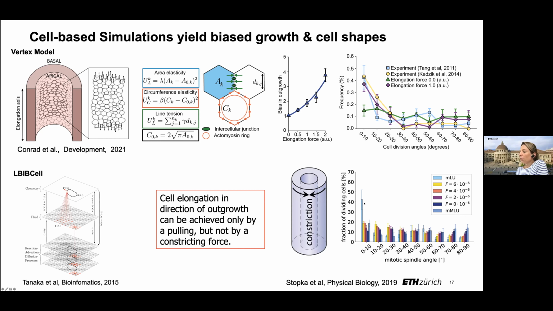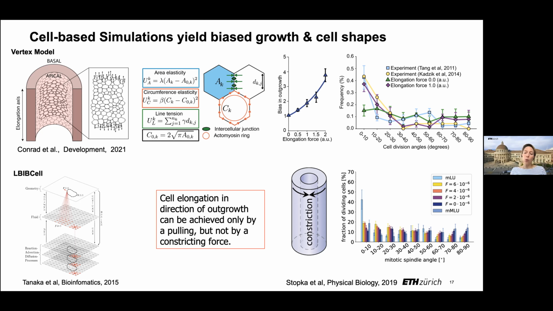So it means cell division, so that's the measurement here in light blue, and these are the simulations. We cannot get to that bias in cell division. So we have the bias in outgrowth, not in cell division, and there's no free parameters that we could adjust. And so based on our simulations, we would expect there's a pulling force and not a constricting force.